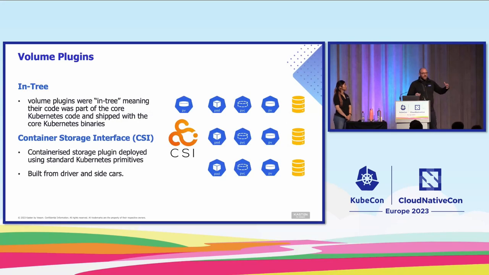So in-tree was there, and the downside to in-tree was that although Kubernetes is released three times a year, it meant that the storage vendors had to put in the PRs for their storage and their supportability within that Kubernetes release. So every time Kubernetes was released, you'd have your new bit of code.